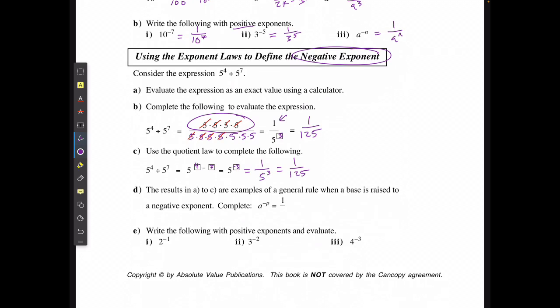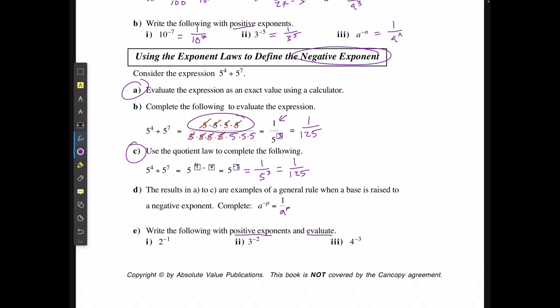So the results in examples A and C are examples of a general rule when a base is raised to a negative exponent. If I said that I had a to the negative p, it would just be 1 over a to the p. If I'm going to give them simplified with positive exponents and then evaluate to actually solve their value, it's basically exact same as what I did in C.